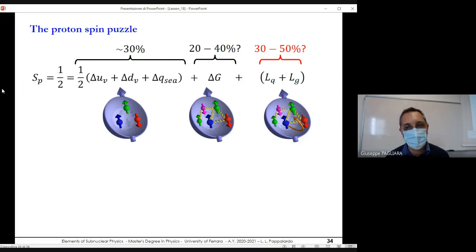And here I put a question mark, because up to now, we are in 2021, nobody knows how to measure this quantity, how to measure directly the orbital angular momentum of quarks and gluons. The only way to access this quantity is through indirect measurements, in a way that we will somehow touch tomorrow, next week. The message is that there is a large missing part of the proton spin which necessarily has to come from the orbital angular momentum of quarks and gluons, but we don't know how to measure this.